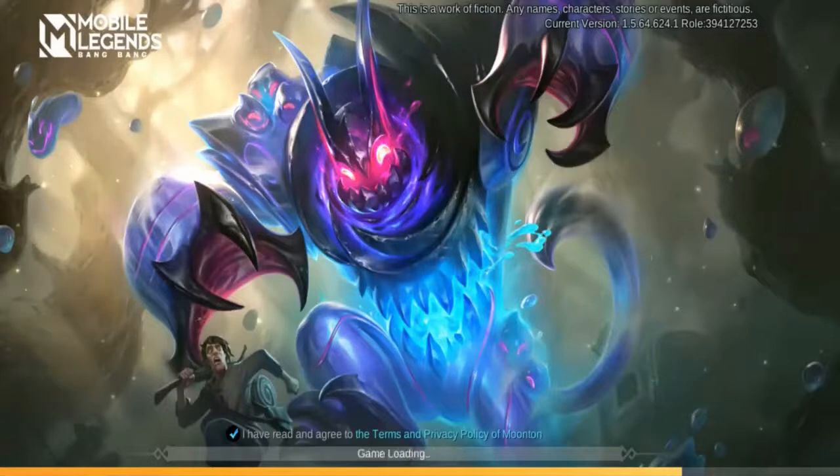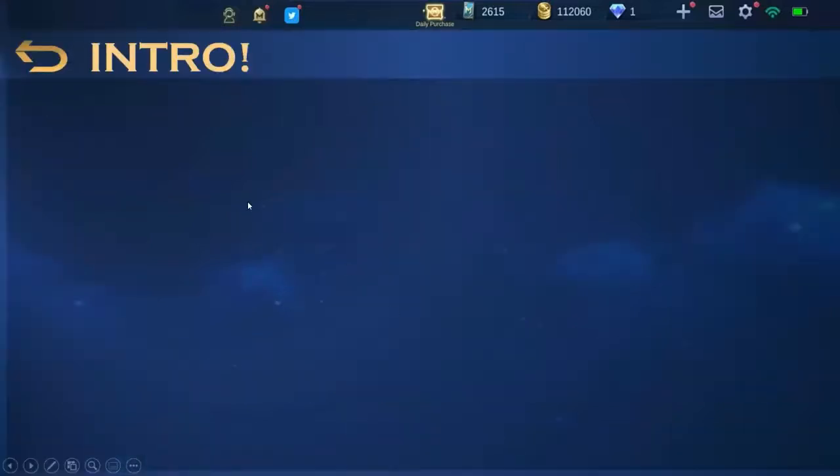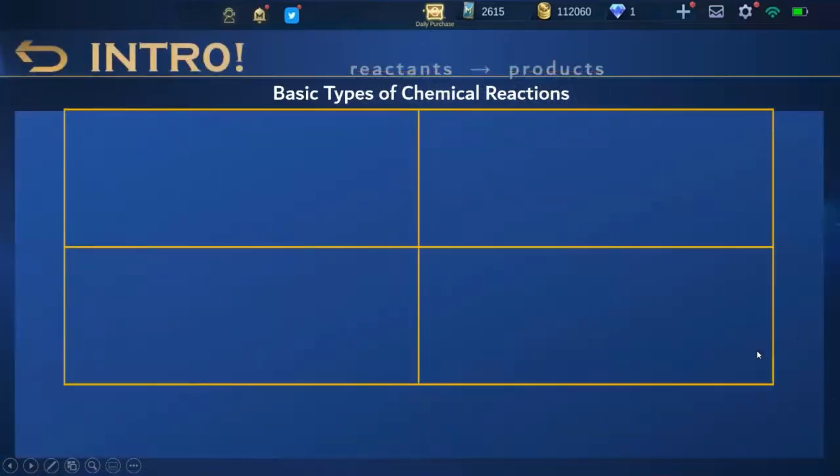Well, good day everyone. For today, I am going to discuss types of chemical reaction. Okay, so let's start. A chemical reaction can be written in this format or in this equation wherein on the left side are the reactants and on the right side are the products.